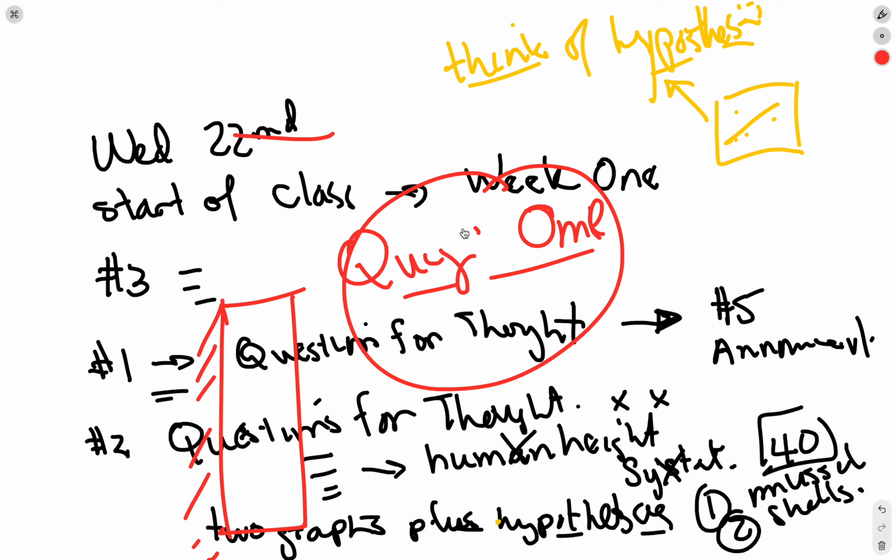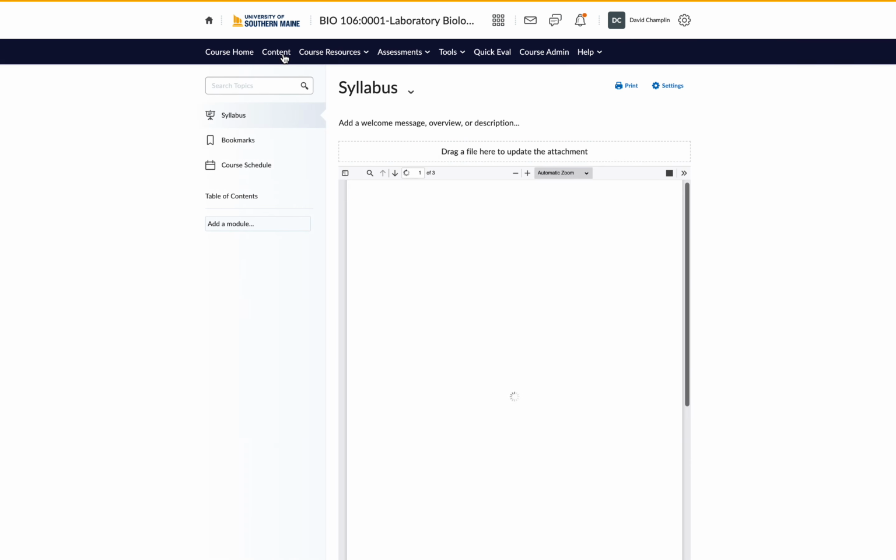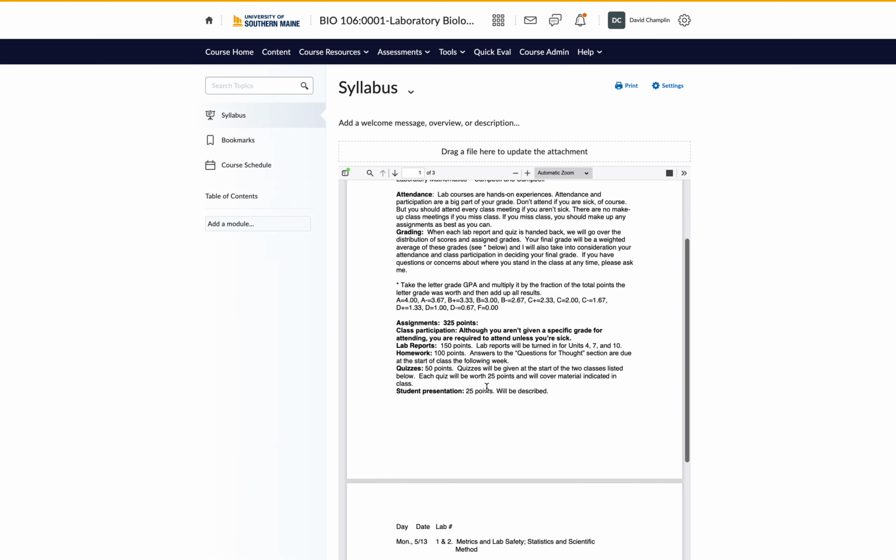And so the syllabus is on Brightspace, and it's under our course content. So it's under here, and there's our syllabus. And it says, you got to try to attend. There's no makeup for these if you miss it. And of course, you might miss it. You're sick, your car breaks down. You don't need to tell me if you're going to miss it. You just missed it. And there's no makeup for it.